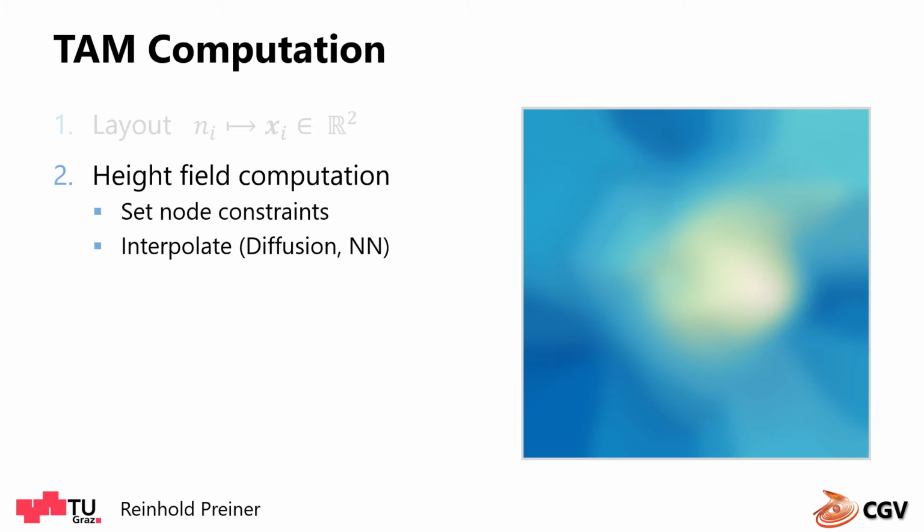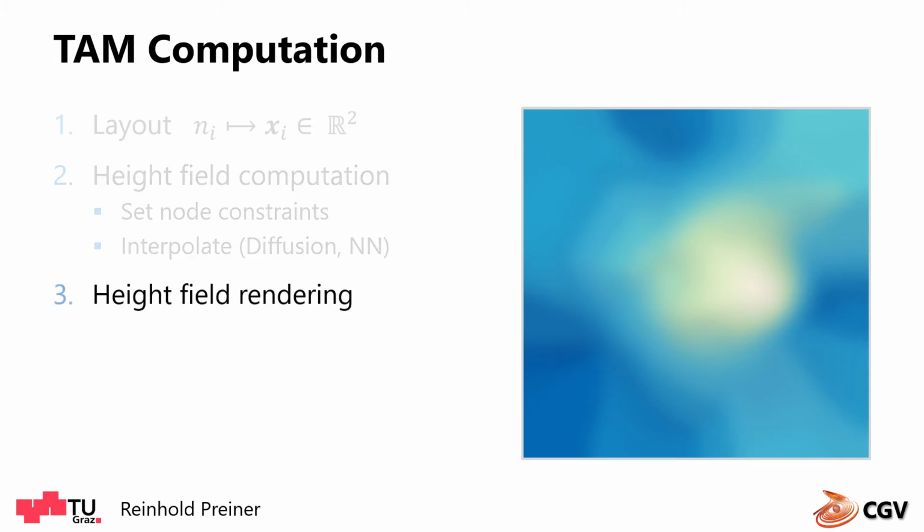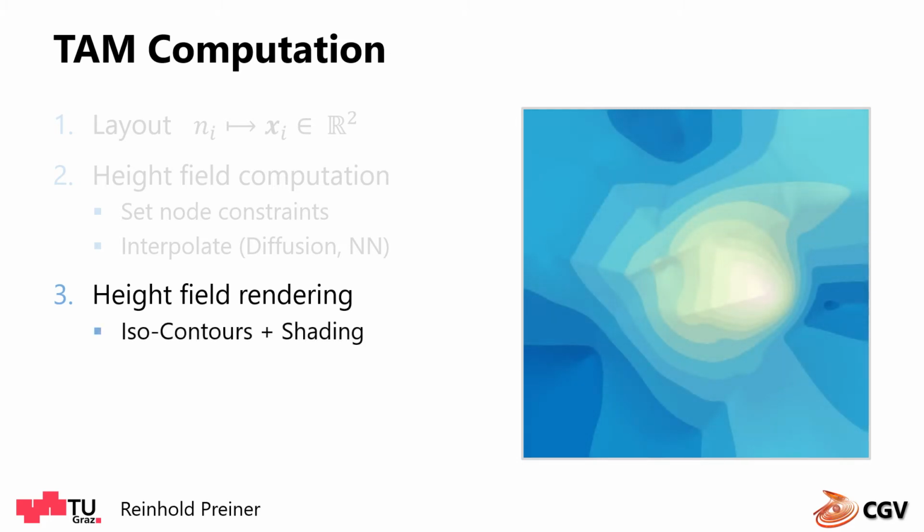In our work, we have investigated two state-of-the-art techniques, hierarchical diffusion and natural neighbor interpolation. Both are valid options. They both produce a smooth height field that interpolates the attributes at the nodes. They only differ in the exact shape of the landscape they produce. Then in the third step, the height field is rendered in the style of a topographic map. That means we map attribute values to a discretized or a banded color scale and show isocontours of the height field and apply Lambert shading to obtain a three-dimensional appearance.